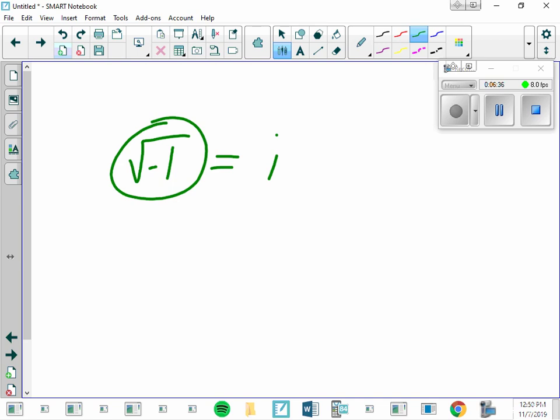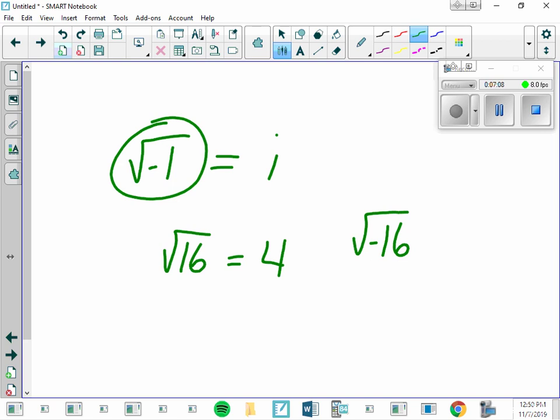So the square root of -1 is identified as the number i. And I'm going to teach you a little bit about how the number i works. So first off, what if I had the square root of 16? What does that equal? 4. But what if I had the square root of -16?